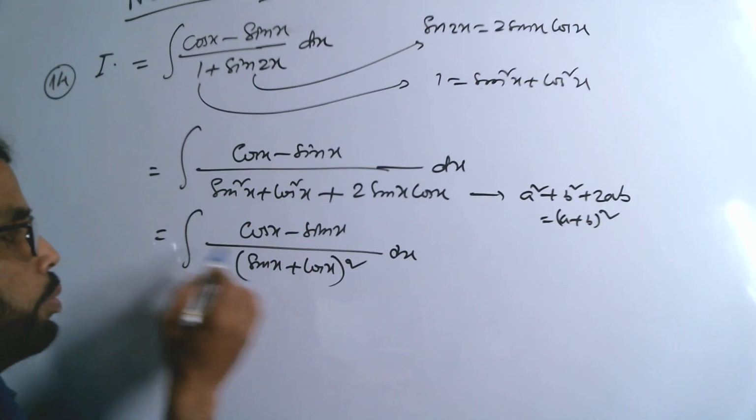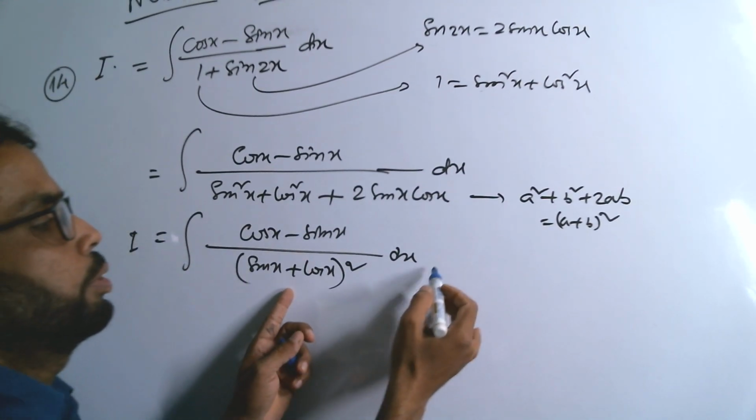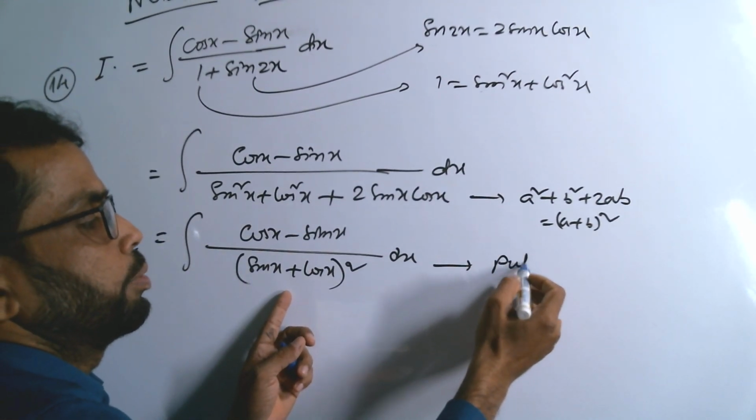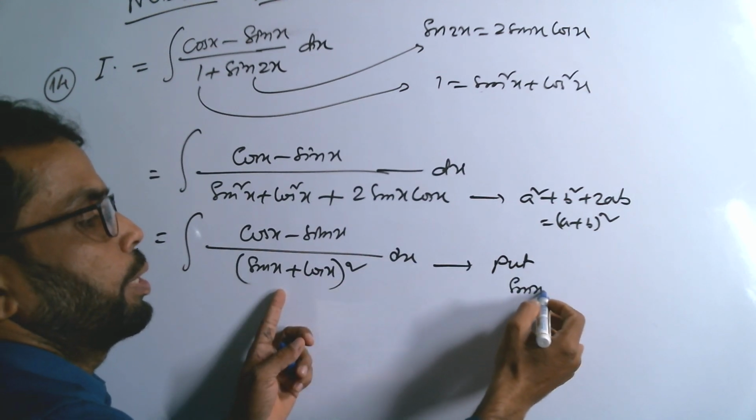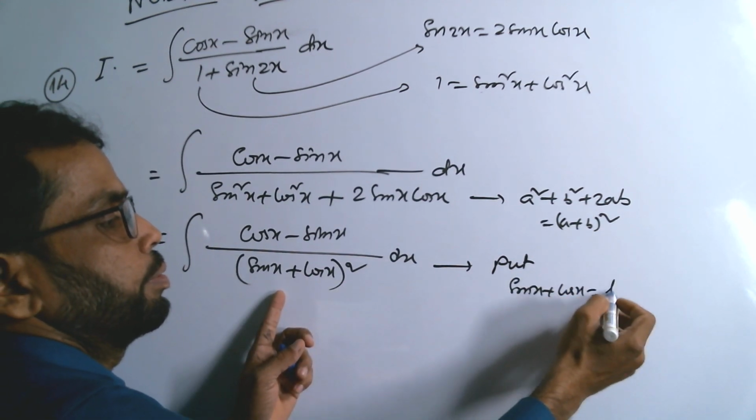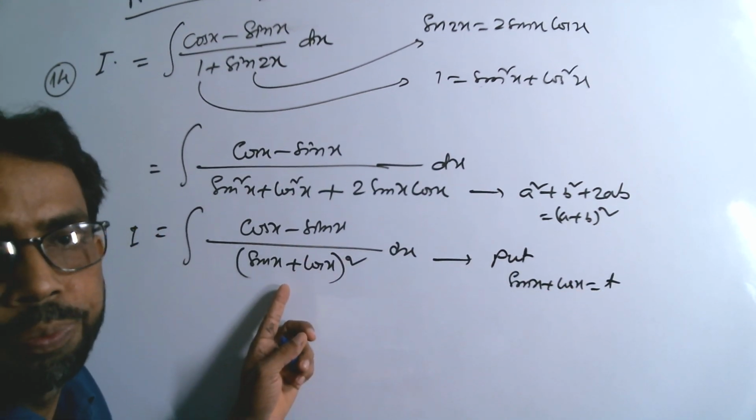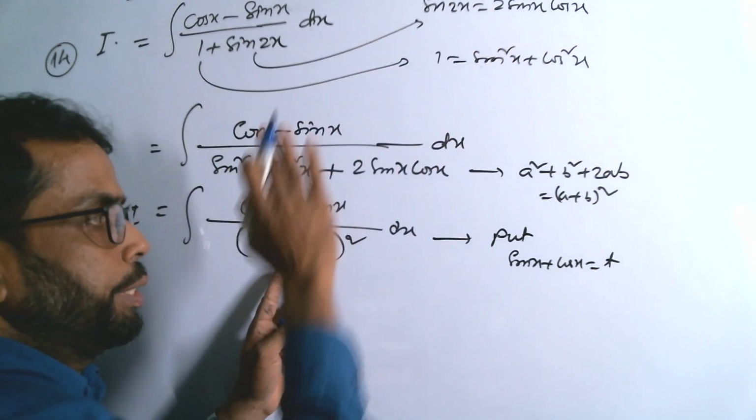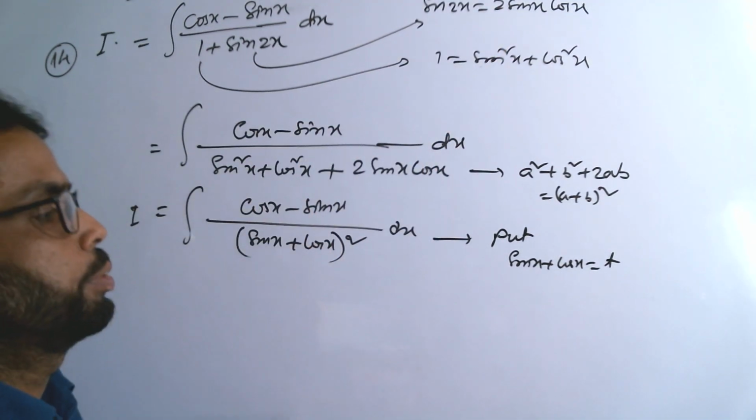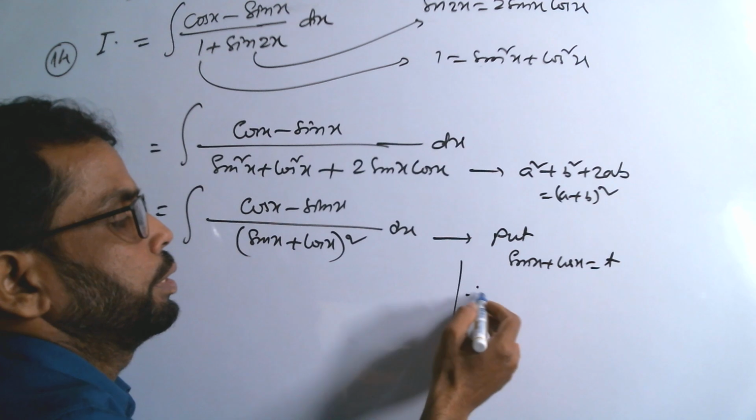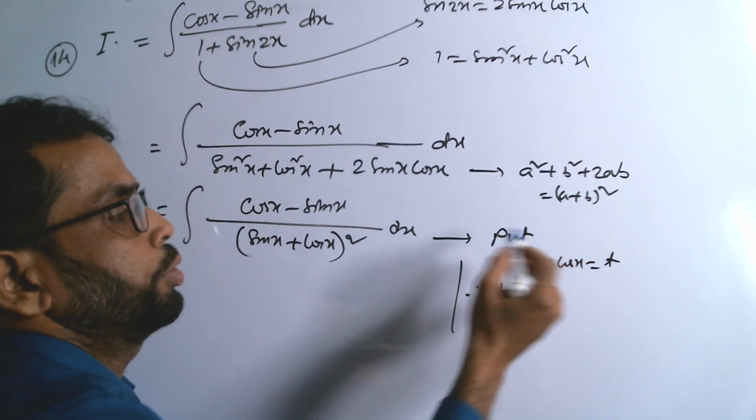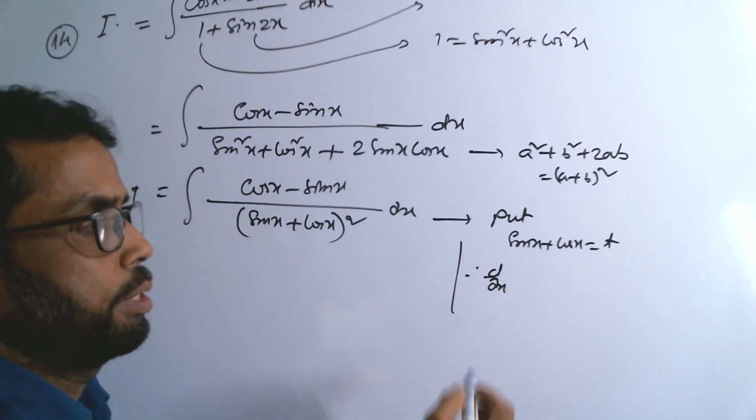Then this one we have to do by the substitution method. Put denominator is equal to t. Sin x plus cos x is equal to t. Substitution method using trigonometric identities, as well as now we have to do substitution. Then differentiating both sides, the substitution method which we have done in exercise 7.2.